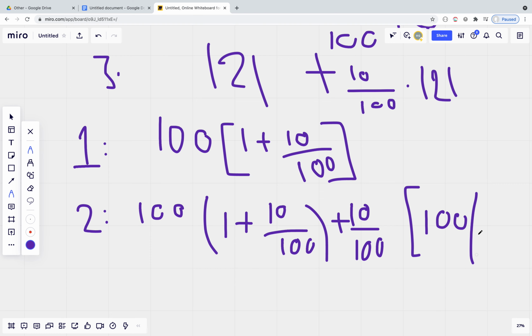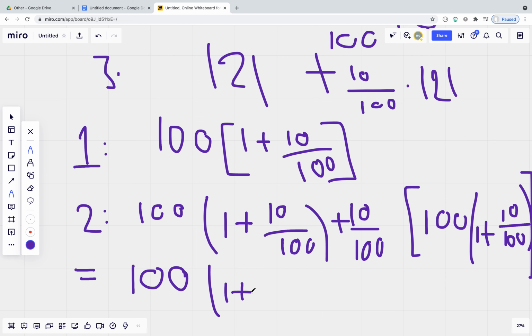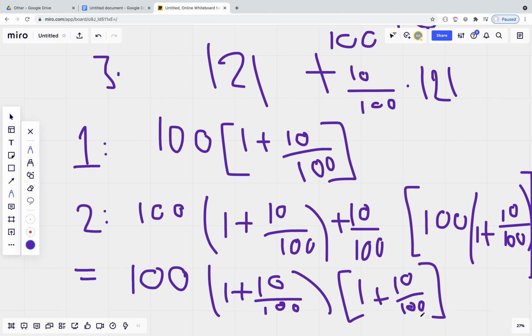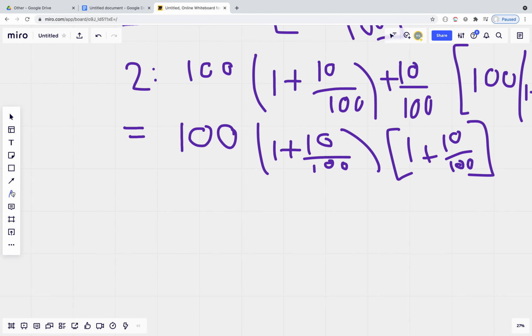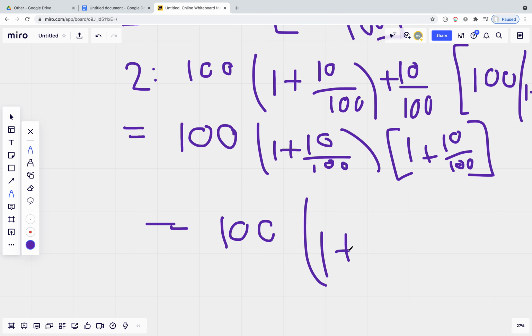So that's 10% of this value here. Sorry, it's a bit messy. I am not an expert in writing on digital whiteboards, but we'll get there, I'm sure. So we take out the 100 (1 add 10 over 100) as a factor because we can see that's common in both these terms. And we have 1 add 10 over 100 in this bracket. And we can see that that is 100 (1 add 10 over 100) whole squared, right?